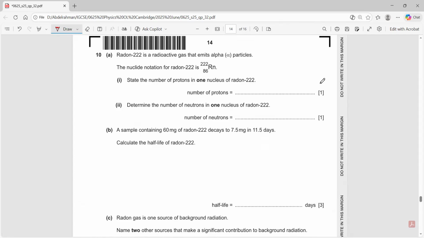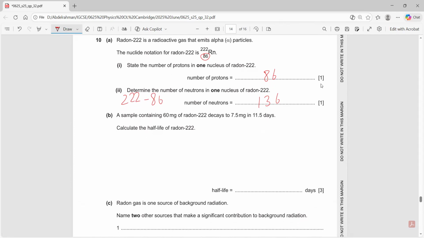Question 10. State the number of protons. Number of protons would be 86. Can I find the number of neutrons? Yes, it's 222 minus 86, which is 136 neutrons.